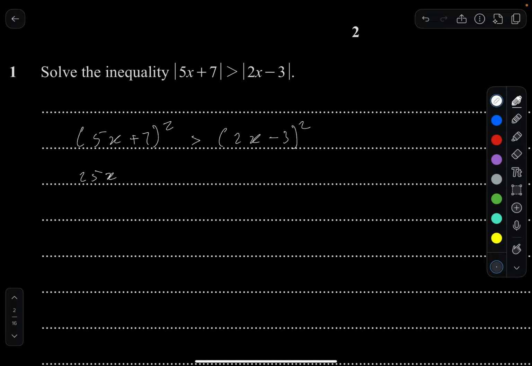So that's 25x squared. And that would be 2 times 7, which is 14, times 5 times 10, it's 50. Then plus 4, which is 20, that's 70x. And then it will be plus 49. And then this is greater than 4x squared minus 6 times 2, that's 12x, and it's plus 9. So then we start minusing, adding.